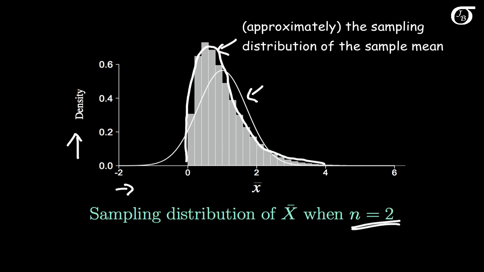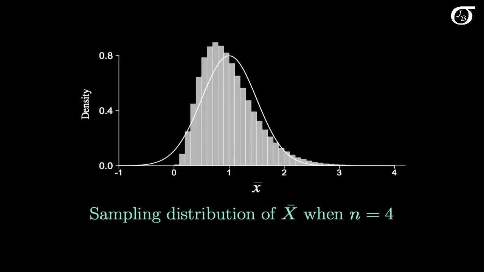But let's see what happens when I increase the sample size. Here again, I've drawn 1,000,000 samples. This time, the sample size in each one of those samples is 4. I've plotted out those 1,000,000 sample means in a histogram, and that is approximately the sampling distribution of x bar when n is 4. Here again, we still have some of that skewness. It's not quite normal, but it's getting there. Still quite a bit different from this superimposed normal curve, though.